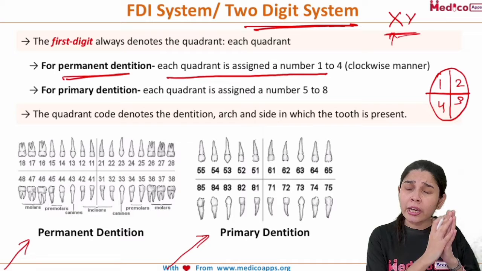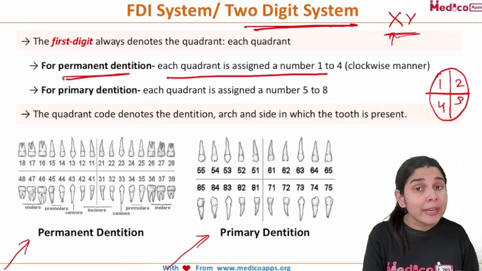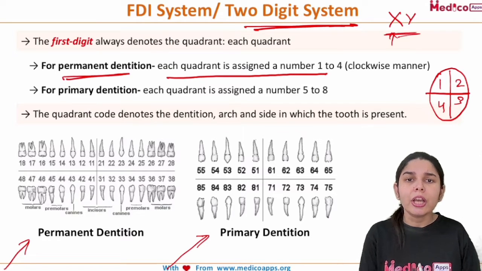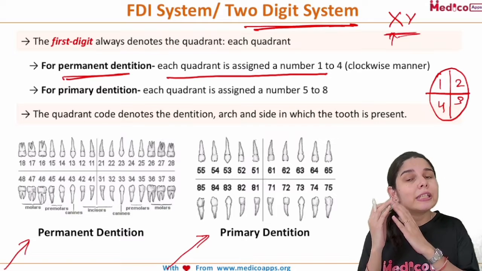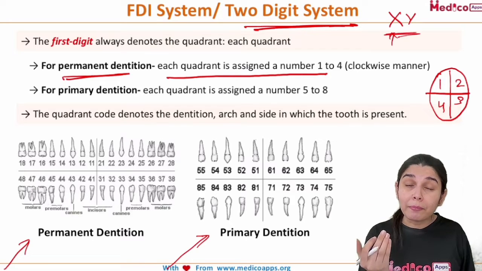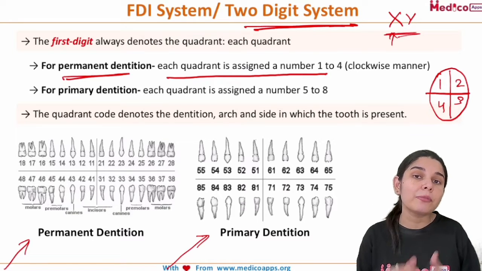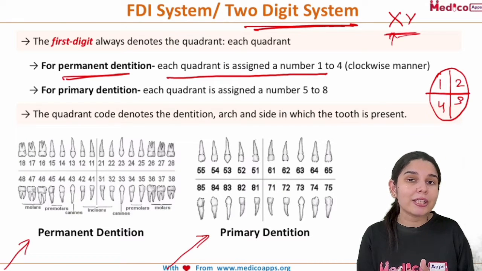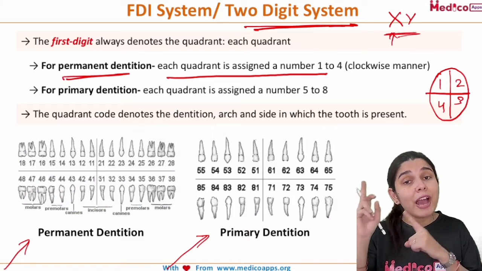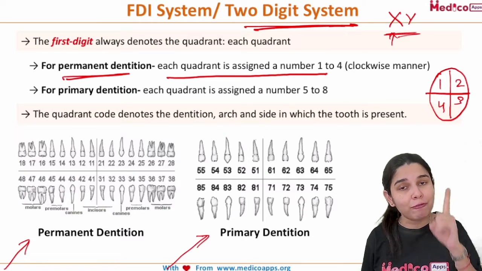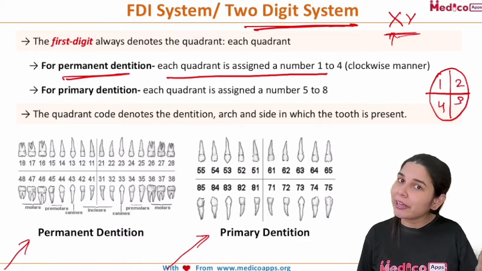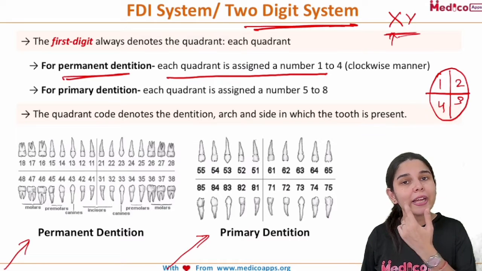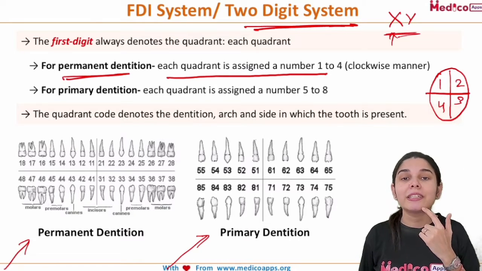Okay. Now, this is for the permanent teeth. What about the deciduous teeth? For deciduous teeth, the same rule follows. The only difference between the deciduous and permanent teeth is the numbers assigned. Once we have finished the permanent, which ended at 4, the next number will definitely be 5. So we will start with 5, 6, 7, 8.